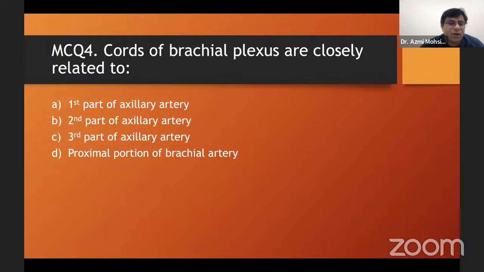Chords of brachial plexus are closely related to. So easy. If you were being attentive in my lecture right now, you will answer it very easily. Choices are first part of axillary artery, second part, third part of axillary artery, or it is the proximal portion of the brachial artery. The chords, lateral cord, medial cord, posterior cord, the names of these chords are according to the relation of these chords with which part or which artery. Fast. Tell me A, B, C, D.